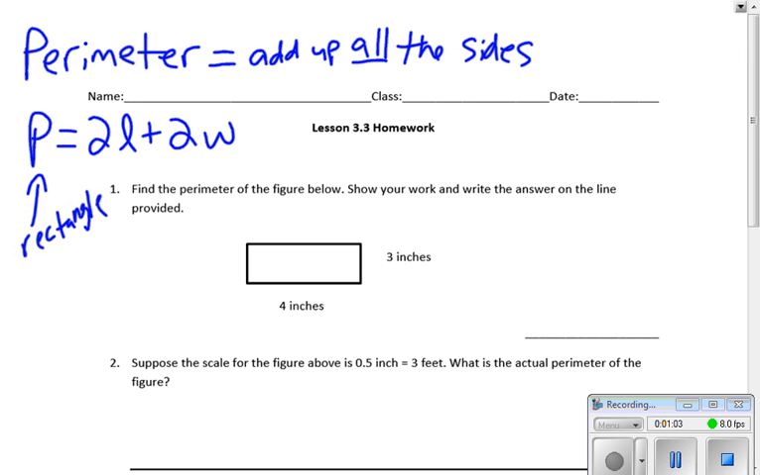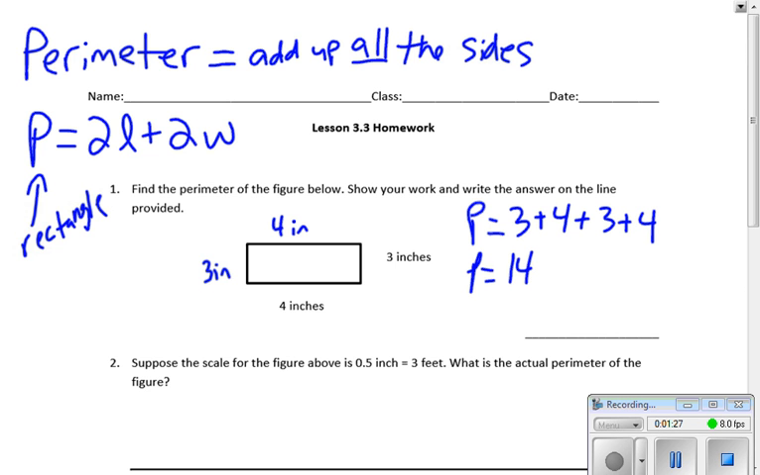Number one: find the perimeter of the figure below, show your work, write the answer on the line. We know how to do that, it's add up all the sides. They only give me two sides, but I know that the sides across from them are the same. That's one of the properties of the rectangle. So 3 plus 4 plus 3 plus 4 equals 14. 14 what? What are we measuring in? We're measuring in inches. You need to put the unit. So the perimeter of this rectangle is 14 inches.